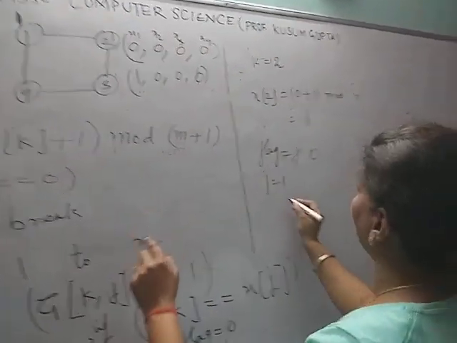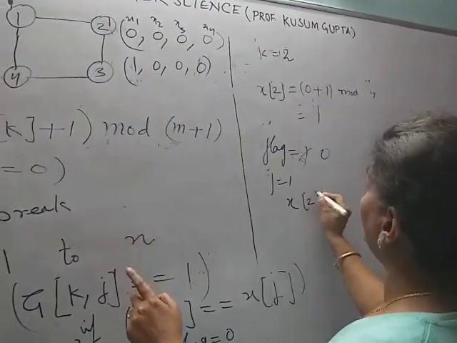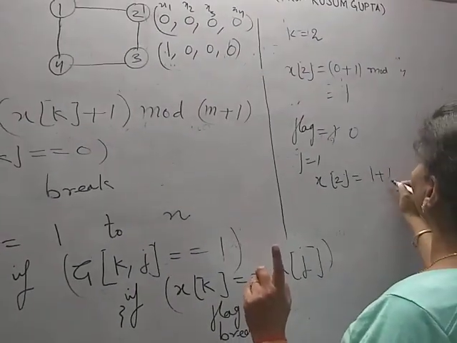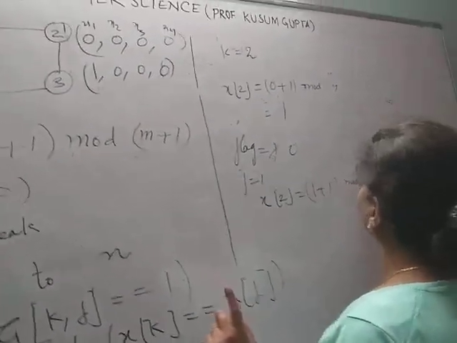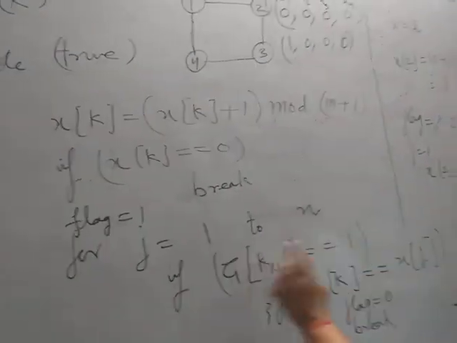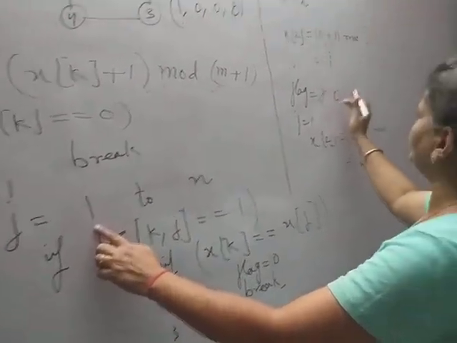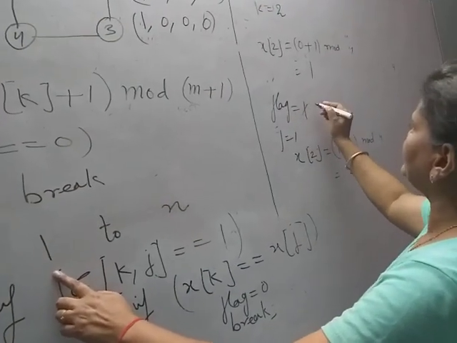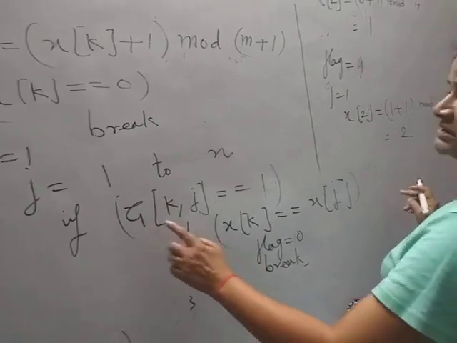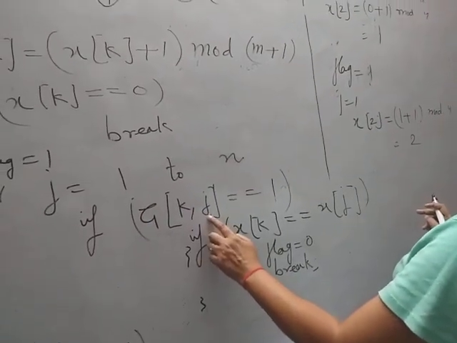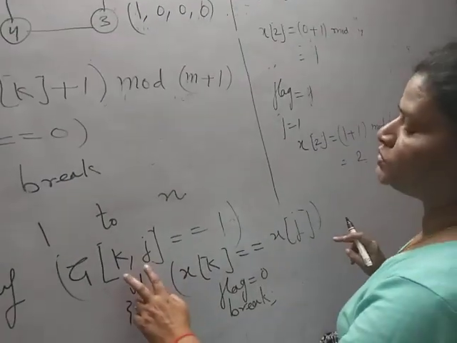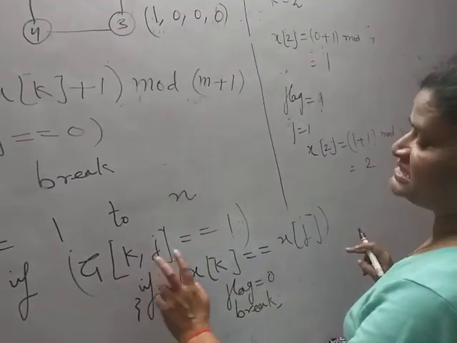Now at this time x2 equal to x2, the new value of x2 is 1. 1 plus 1 mod 4, that is 2. So now again x2 is not equal to 0. The next time flag is 1. J is equal to 1. G k j, that is k is 2, j is 1. 2 and 1 are adjacent.